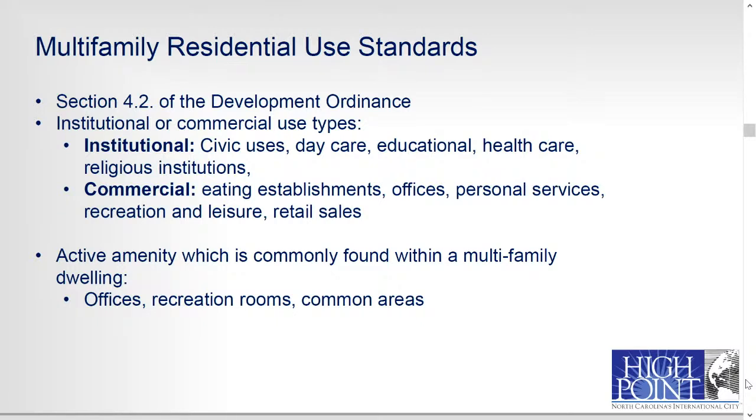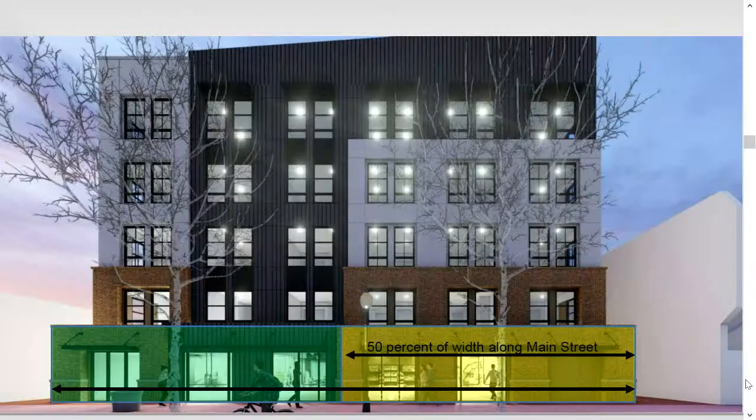And then some sort of active amenity, we touched on it: offices, recreation rooms, common areas, mail rooms, that sort of thing, gathering spaces for that development. So any combination of those would be able to be used for that 50% that's set apart.